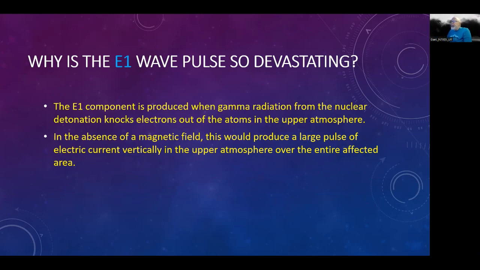The Earth's magnetic field acts on these electrons to change the direction of the electron flow to a right angle to the geomagnetic field. This interaction of the Earth's magnetic field and the downward electron flow produces a very large but very brief electromagnetic pulse over the affected area.